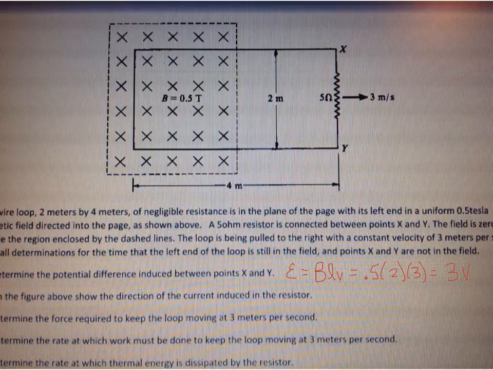Then it says, in the figure above, show the direction of the current induced in the resistor. If we look at this, as we pull that loop to the right, the flux going into the page is going to be decreasing, so the current around the wire is going to go in a direction that makes more flux into the page. Using your right hand rule, you can see that it will have to be a clockwise current around the entire loop, and so the current through the resistor would be going from X to Y.